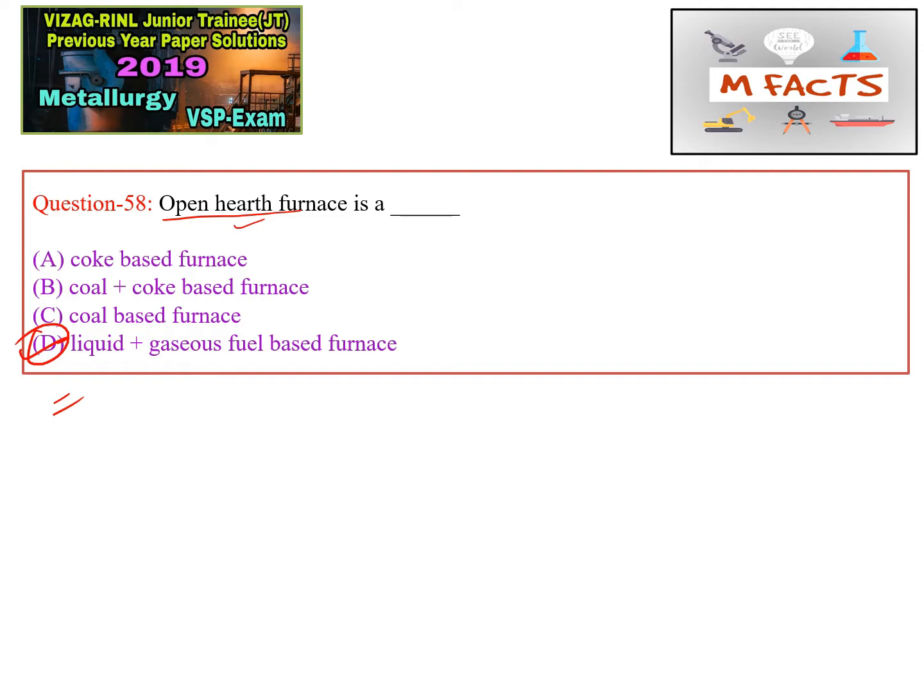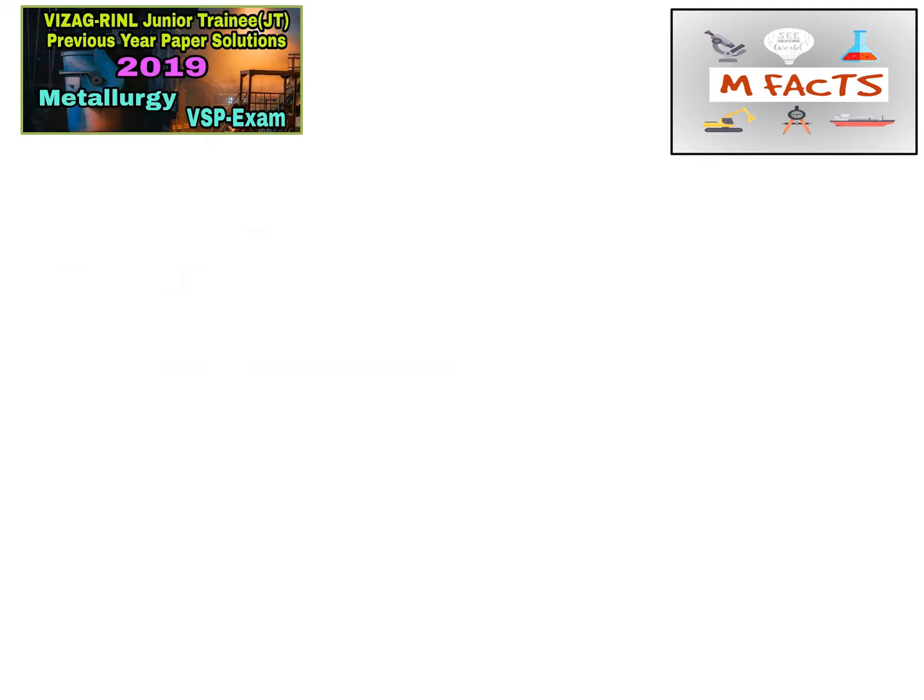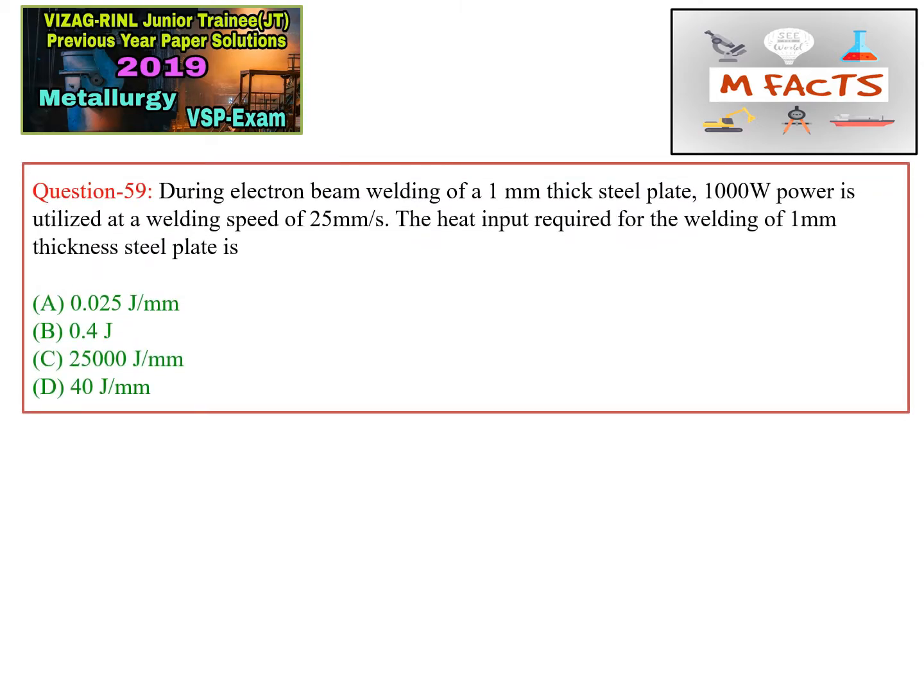Okay, so D is correct. So the next question is: during electron beam welding of 1 mm thick steel plate, 1000 watt power is utilized at welding speed 25 mm per second. The heat input required for the welding of 1 mm thickness steel plate is.